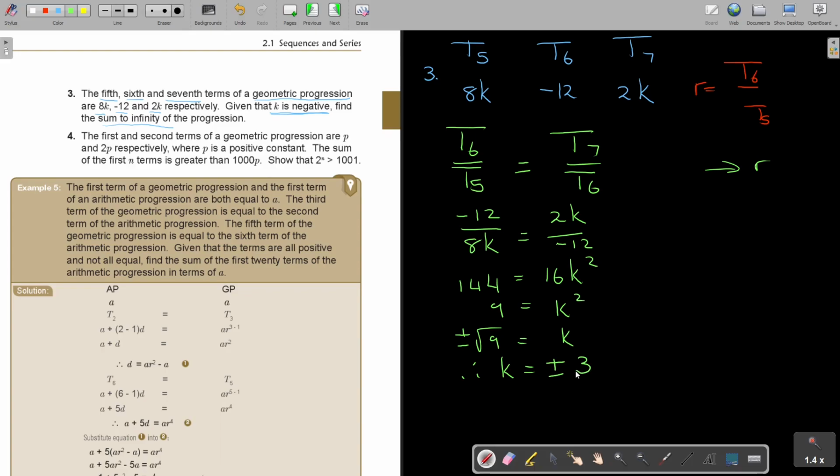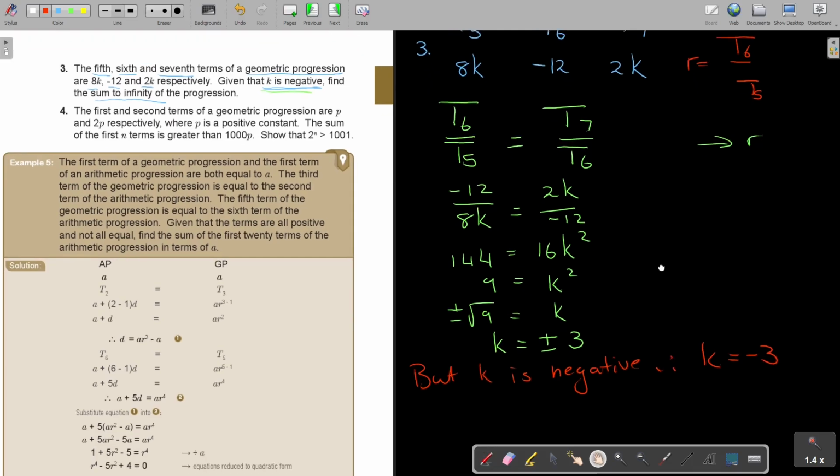Okay, but let's read the question. Given that k is negative. It's better to say k is plus minus 3, but k is negative. Therefore, k is equal to negative 3. Okay, but this is not the end of the question.